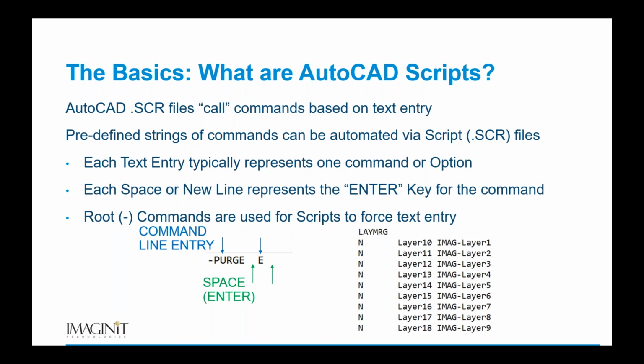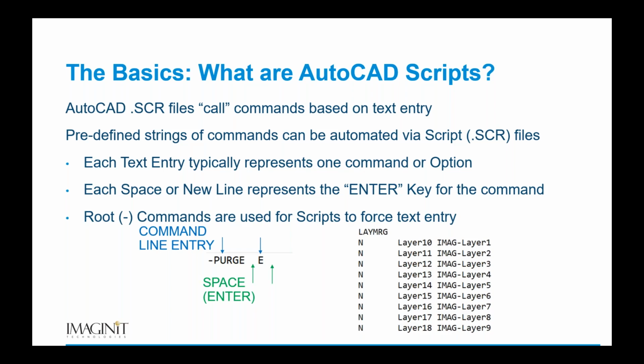So purge is the example that I've got here down at the bottom in the screenshot, where we've got command line entry. The first key in is dash purge, then there's a space or an enter key, and then if we wanted to purge out empty text objects, we would type in the E option as our choice, and we'd hit enter again or space again, and it would purge out empty text objects.